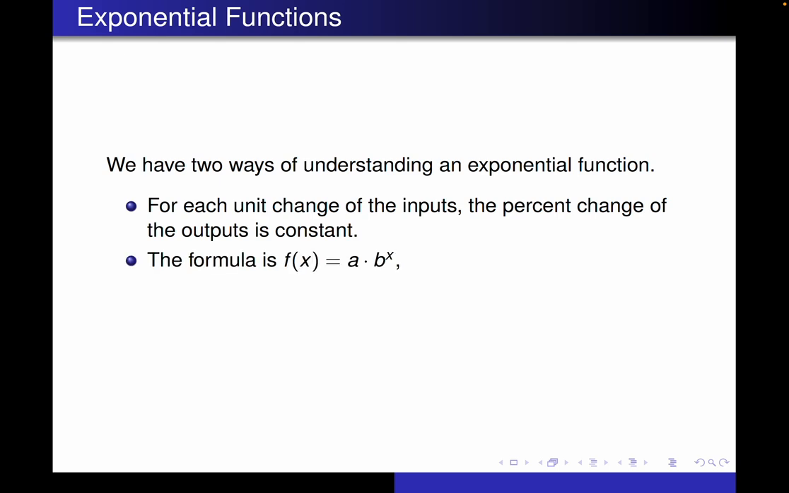And another way of looking at an exponential function is that it has the formula f of x equals a times b to the x. And here a and b are constants. A can be any constant, but b has to be positive and it cannot equal 1.